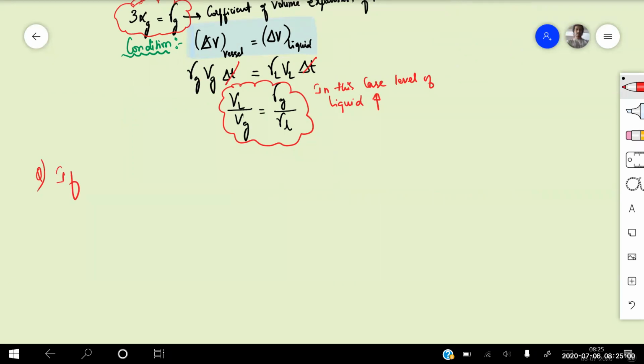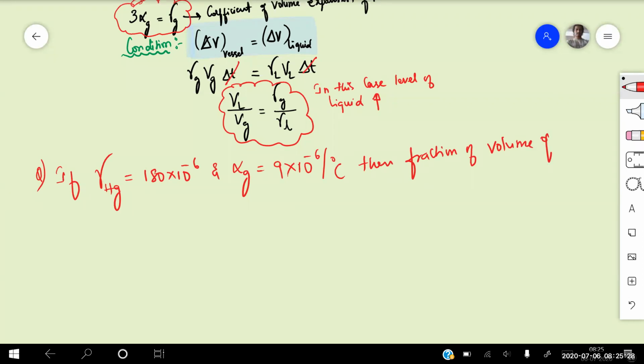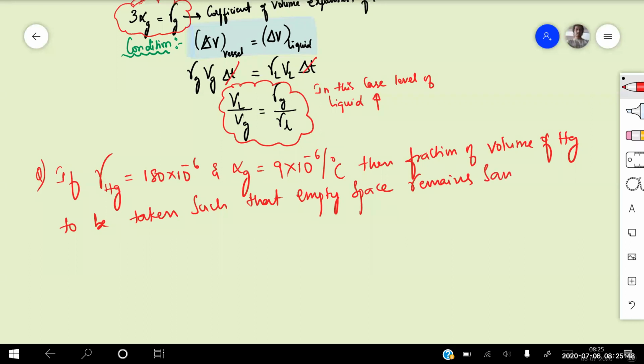Question: if gamma of mercury is equal to 180 into 10 to the power of minus 6 and alpha of glass is, for example, 9 into 10 to the power of minus 6 per degree centigrade, then find the fraction of the volume of mercury to be taken such that the empty space remains the same at all temperatures. So this is the question.